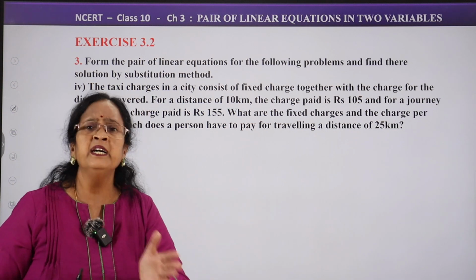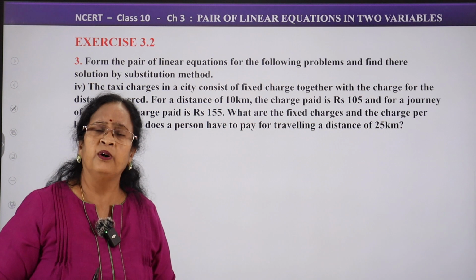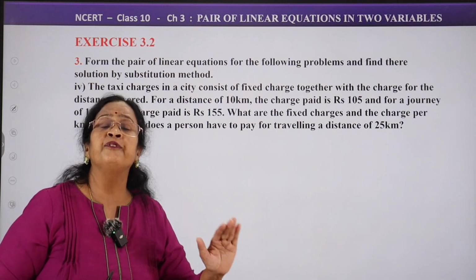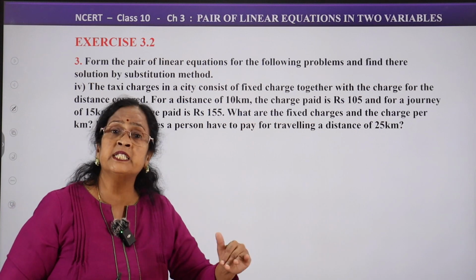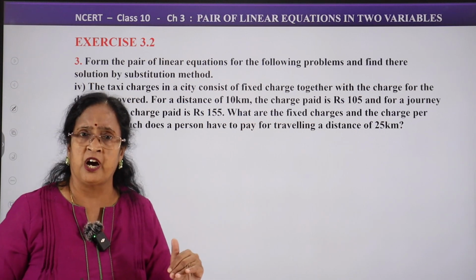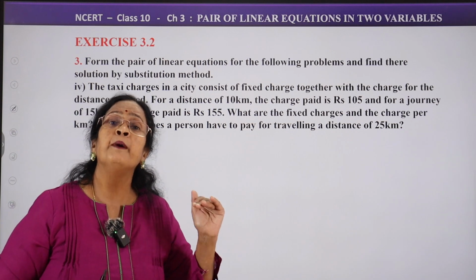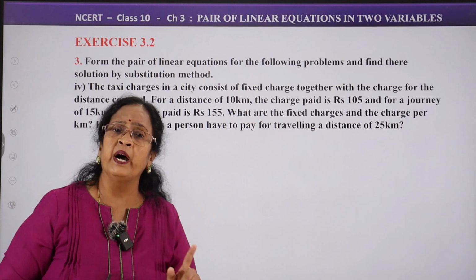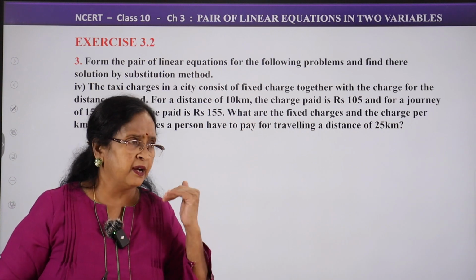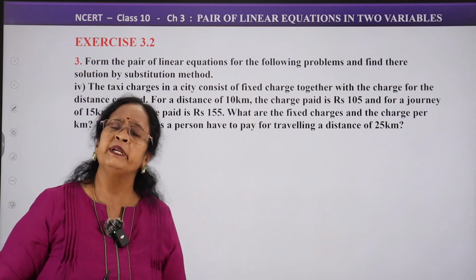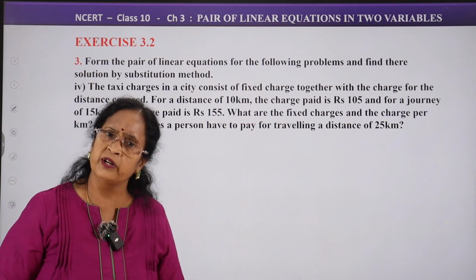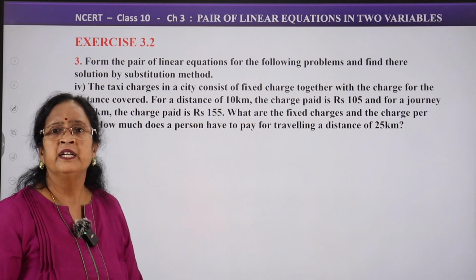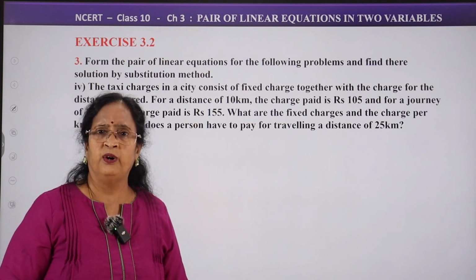For 1 kilometer, say 20 rupees. Alright, so the fixed charge is there. You have to pay, and if you go beyond the distance which is fixed for the fixed charge, you have to pay per kilometer. Some amount for 1 kilometer. So the distance you cover, that many kilometers and that much money. Alright? Yes. So now this is what the first thing says. Alright?